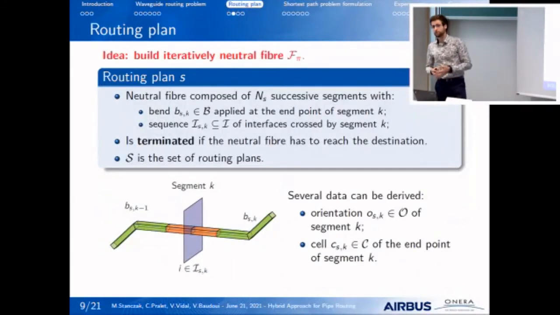To solve this problem, we propose to build iteratively the neutral fiber of the pipe. To do so, we introduce the notion of routing plan. A routing plan is an abstract description of the neutral fiber, which defines the used bands and the sequence of interfaces crossed by each segment. Moreover, a routing plan is said to be terminated if the neutral fiber has to reach the destination.